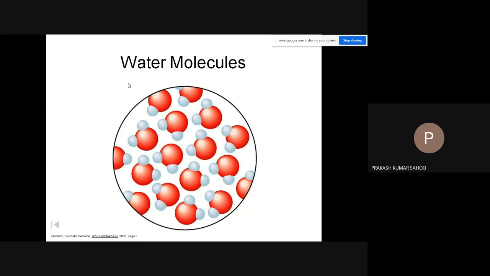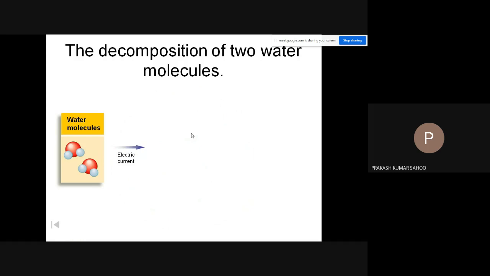The red balls are oxygen and the blue are hydrogen. One oxygen and two hydrogen attach to form the water molecule. Just see the decomposition of two water molecules. So 2H2O gives rise to 2H2 plus O2. With the application of electric current, two water will give two hydrogen and one oxygen molecule.